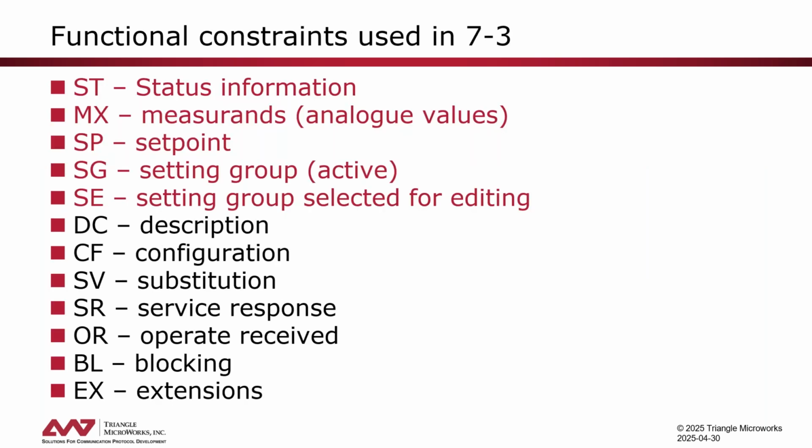We talked about function constraint. This is the list of all the function constraints used in the part 7.3. The first one's highlighted in red. That's really where we find the operational information, the live information from our system. This is more the metadata attributes like description or configuration information.